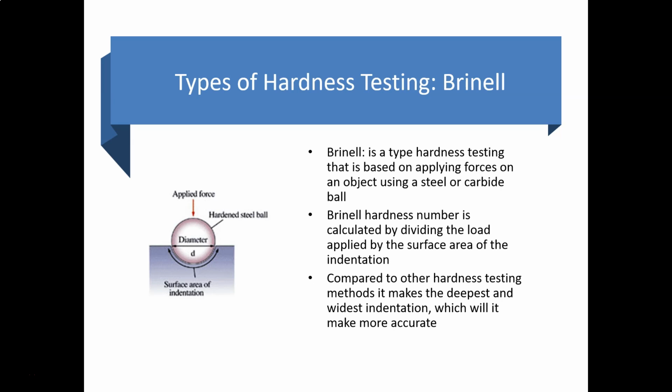Then we have another hardness test, which is called the Brinell, which is a type of hardness testing that is based on applying forces on an object using a steel or carbide ball. The Brinell hardness number is calculated by dividing the load applied by the surface area of the indentation. Compared to other hardness testing methods, it makes the deepest and widest indentation, which will make it more accurate.